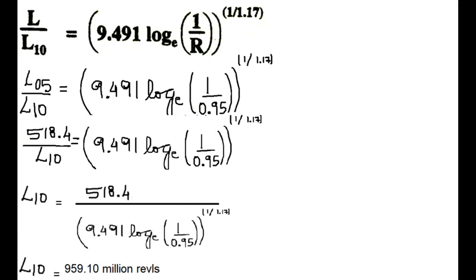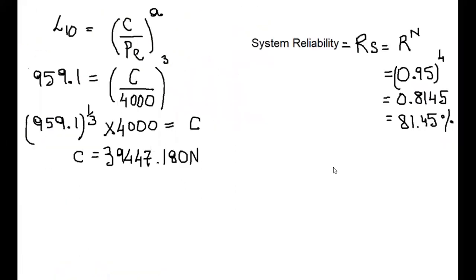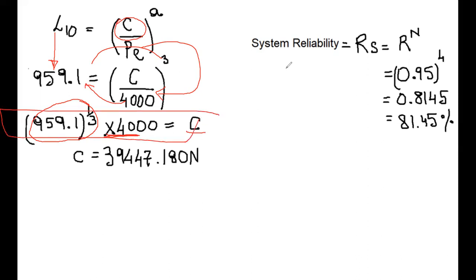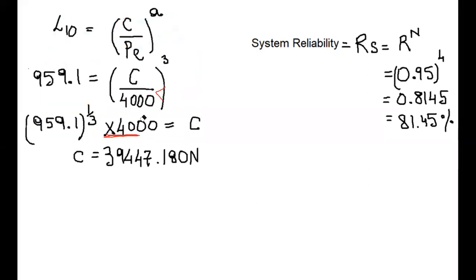Now, if I found out L10, and I have PE, next I have to find out the dynamic load carrying capacity. L10, right now I found out, which was 959.1 million revolutions. PE is equal to FR in this numerical, which is 4,000. It's given in the numerical, right? When 3 goes to this side, it becomes 959.1 raised to 1 by 3. 4,000 will go here and get multiplied this way. You will get C. So do this in your calculator. You should be getting the answer as C is 39447.10.